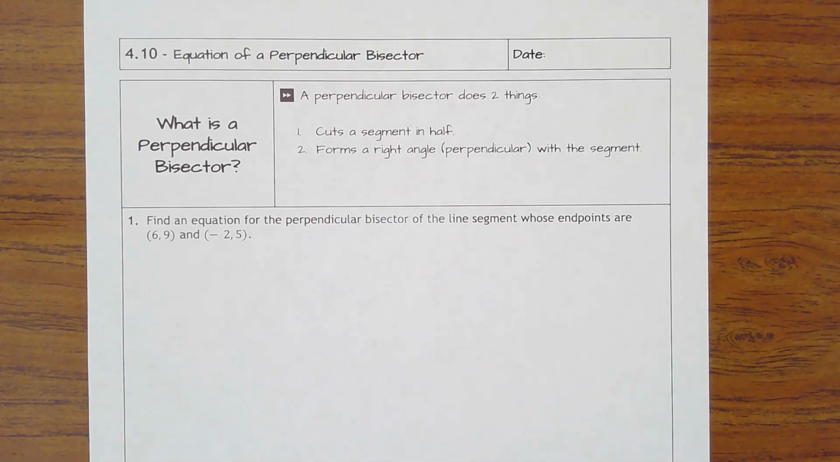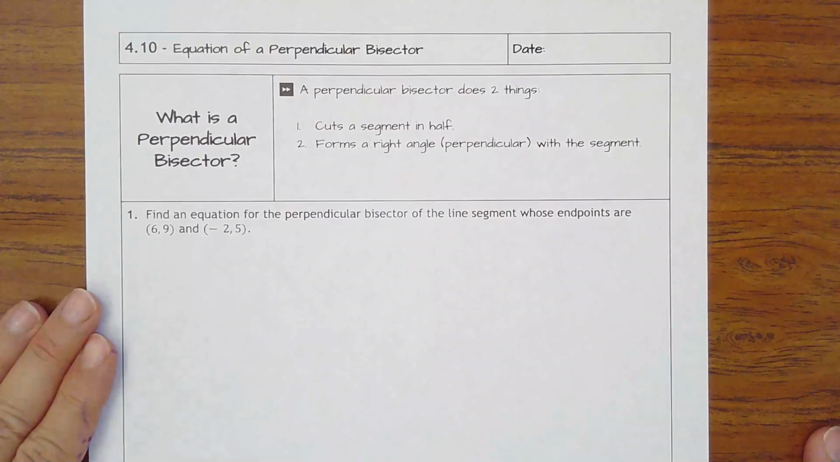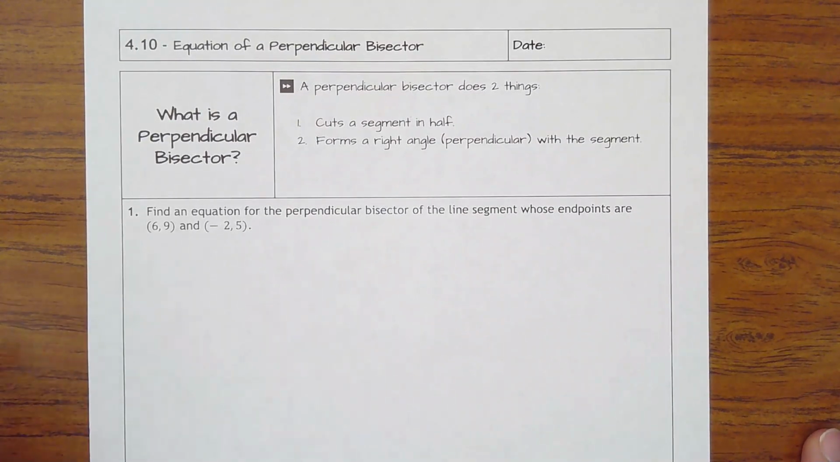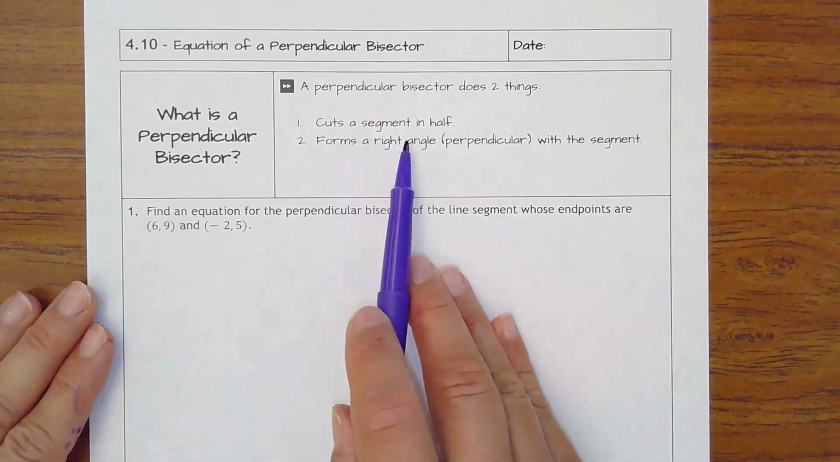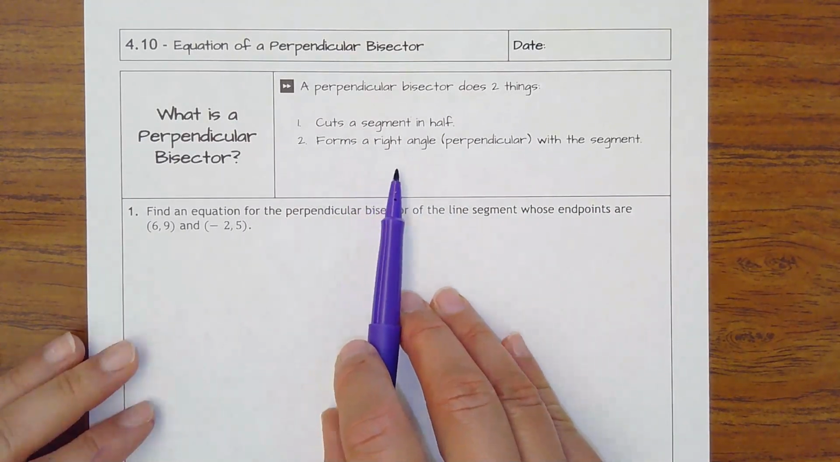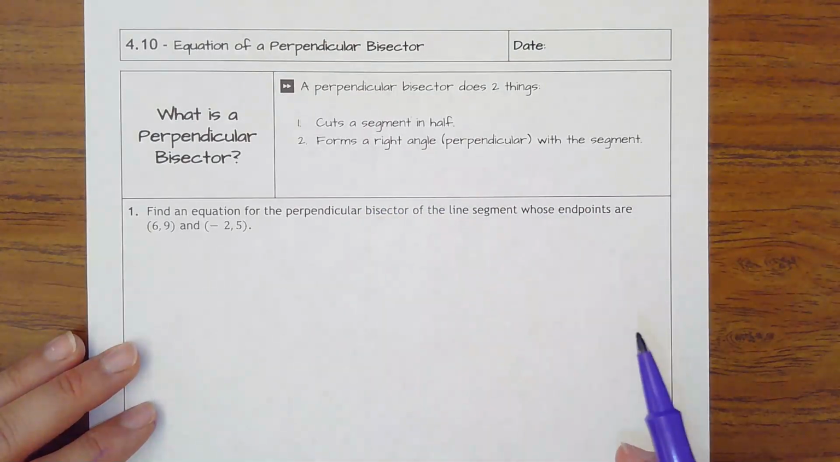Lesson 4.10 is the equation of a perpendicular bisector. So what is a perpendicular bisector? It does two things. One, it's going to cut a segment in half. That's the bisecting part. And then it forms a right angle with the segment, which is the perpendicular part.